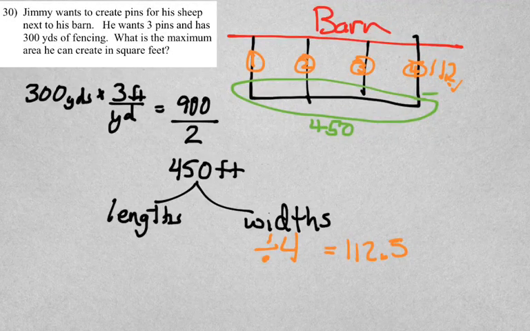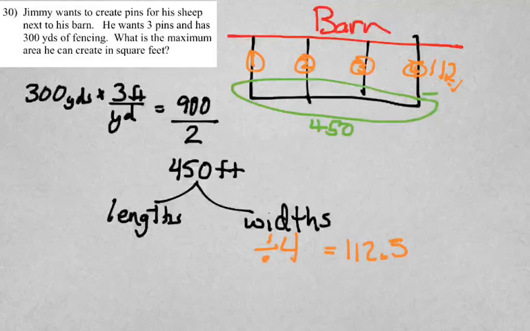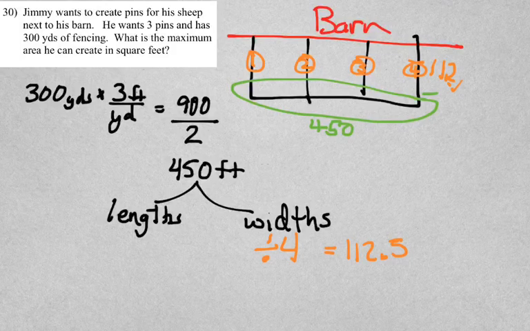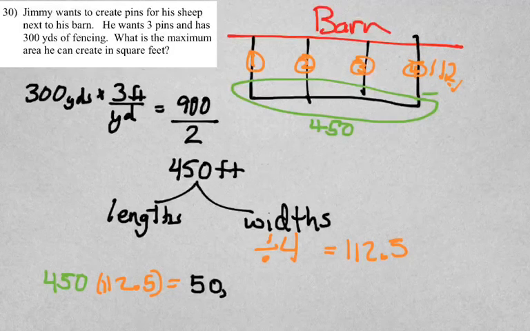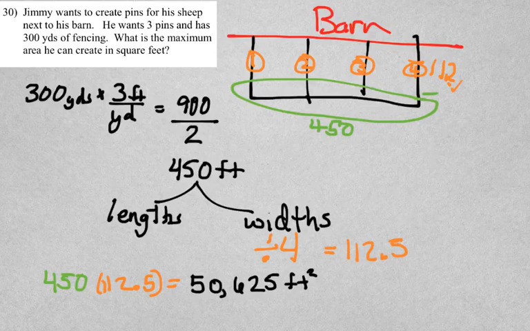And it's going to work just the same as we've been working, length times width. And so that means I'm going to take that 450 times the 112.5, and that is going to give me my total area. So the total area of his sheep pens is 50,625 feet squared.